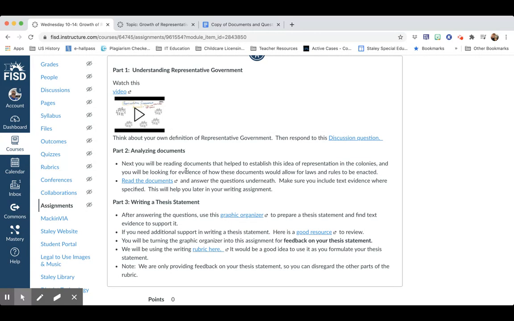All right, after you have read the documents, we're gonna come down to part three, which is writing a thesis statement. So this is an important part of history. Remember, we are gonna spend a lot of time this year practicing writing thesis statements. A thesis statement is when we use evidence, or we come up with a conclusion. It's kind of like writing an essay in English. When we come up with a conclusion, and then we support that conclusion with evidence.